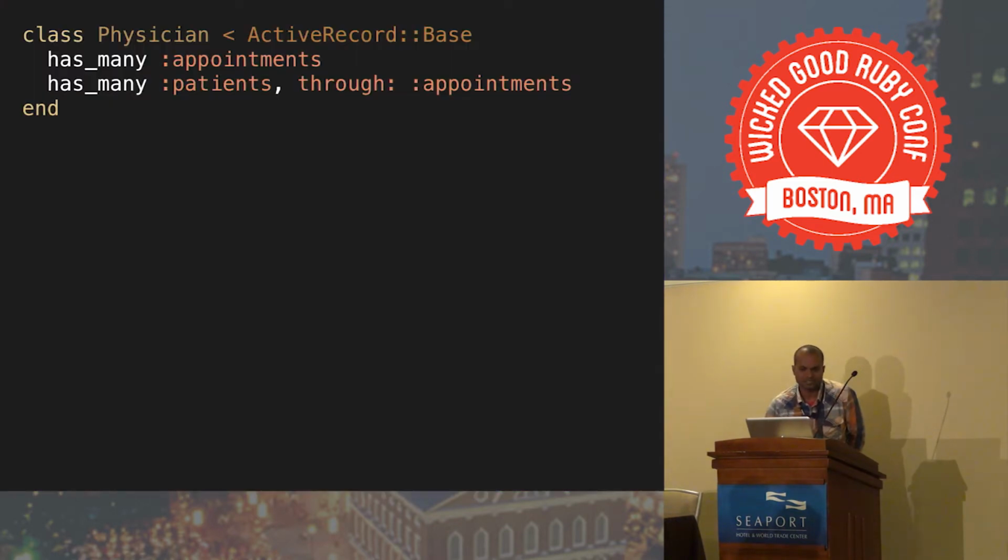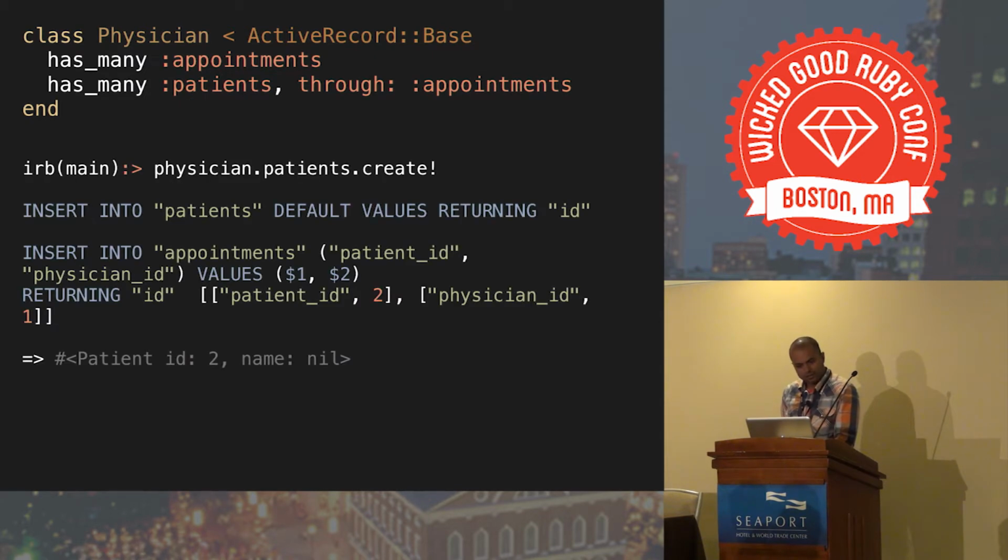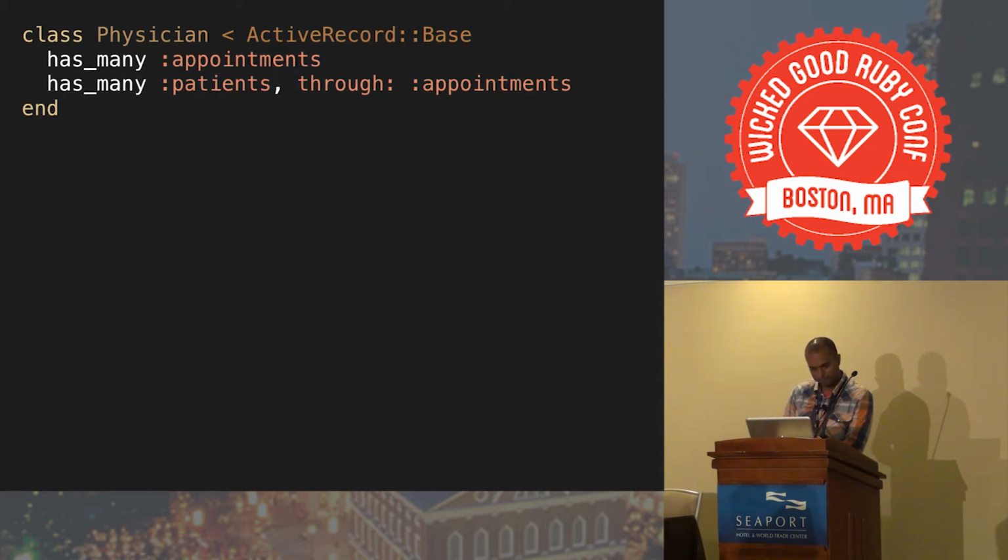This is a standard has_many case with has_many through. Nothing special about it. I have physician.appointments.create, which is a has_many relation. It created an appointment record. Fine, this is how has_many works. Here I'm doing physician.patients.create, so two records should be created, one for the patient and one for the joining table. Fine, it worked.